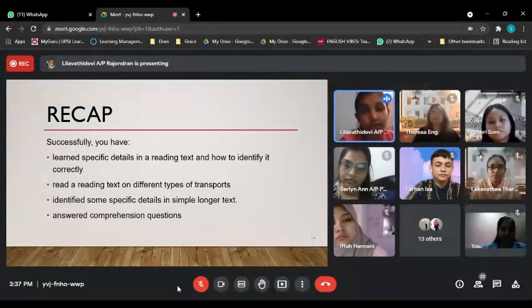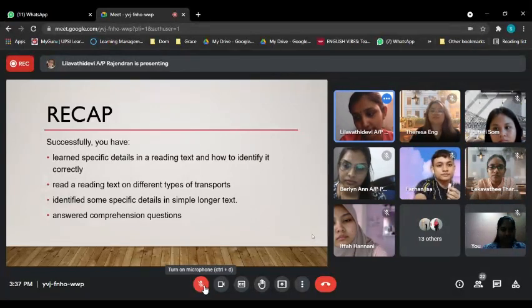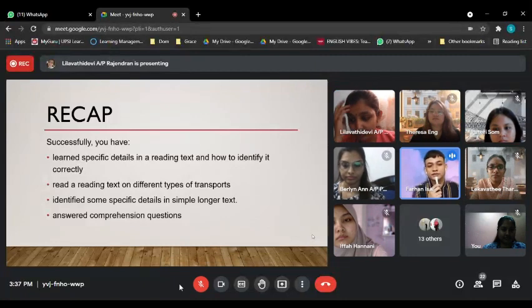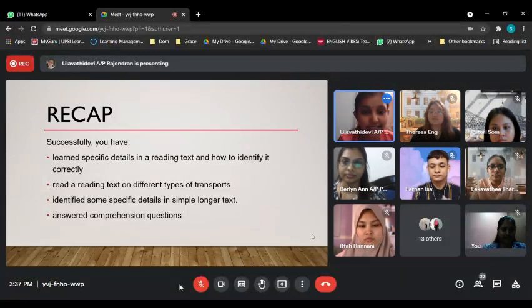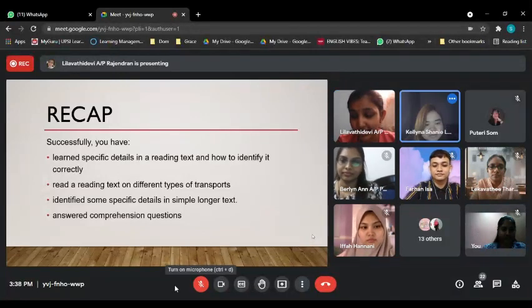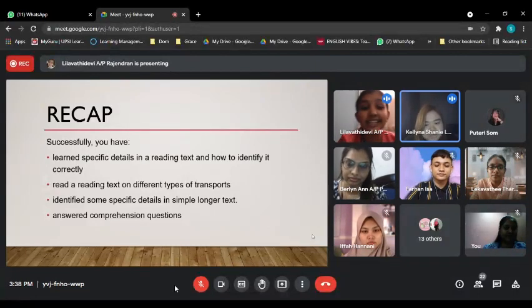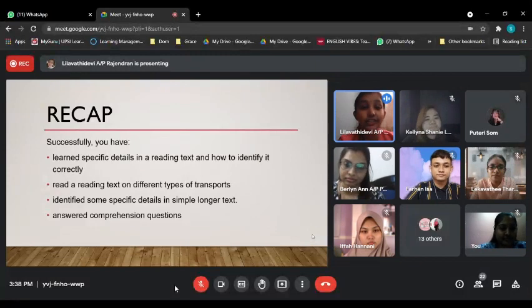What about you? Can anyone tell me what you learned today? I learned how to scan for specific details that help me to understand the reading text. Yes, Farhan, thank you so much. Anyone else? Teacher, can I try? Yes, sure. I think we learned about the uses of transportations. Yes, uses. You're right. So you also learned about transportations, and you also learned about specific details. So our lesson was effective, right?